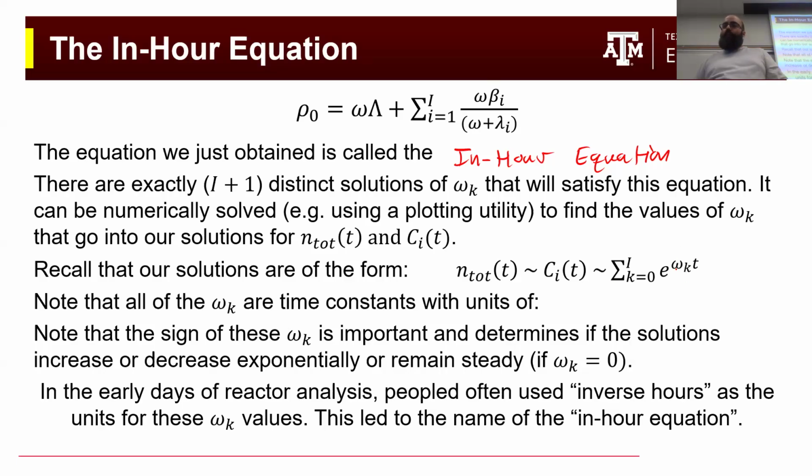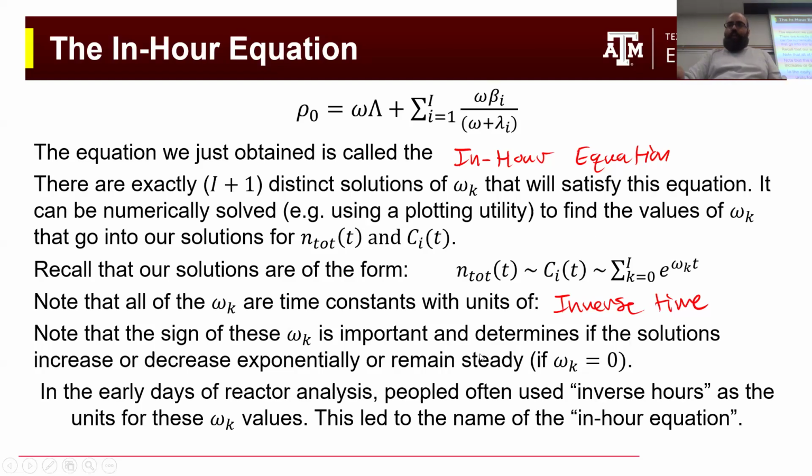So if all of our exponentials look like e to the omega k times t, and t is in seconds, or just in time units in general, what do the units of omega k have to be? Inverse time, right? These have to be units of inverse time. So if t is in seconds, then these omega k's are going to be in units of inverse seconds. And that's where the name comes from, right? Inhour comes from the fact that in the good old days, they were using hours to talk about the time scales. So these constants had units of inverse hours.